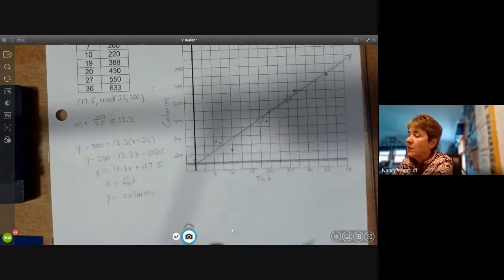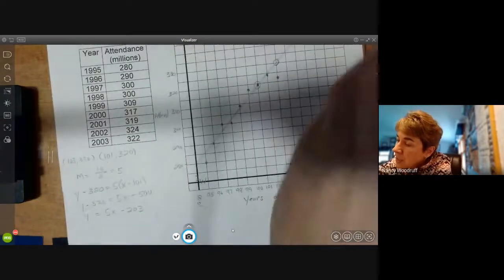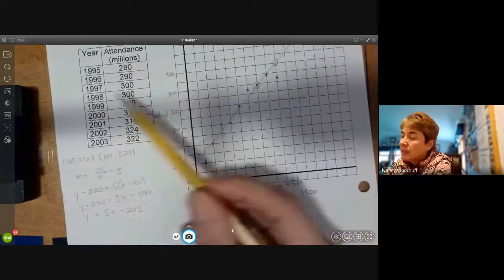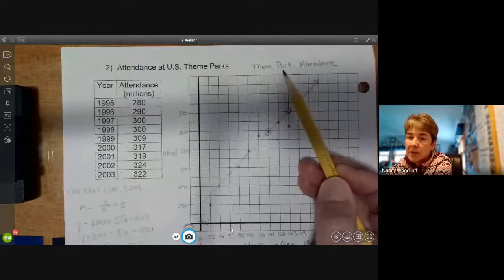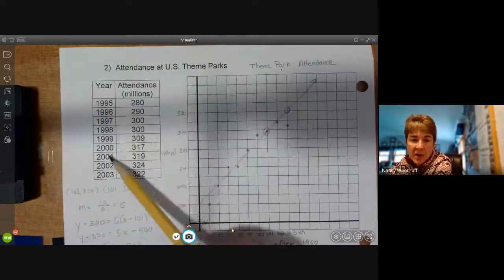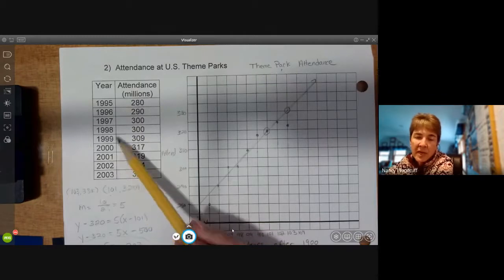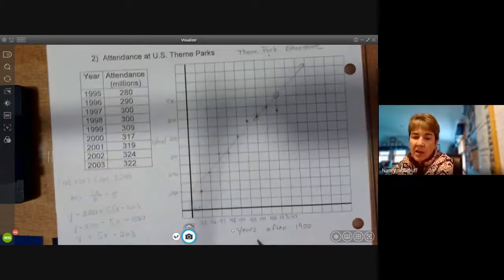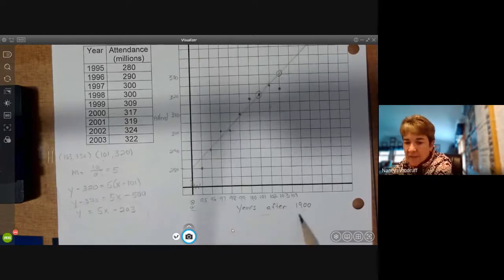All right, flip it for the theme parks. So, is there a correlation between attendance as time goes by on this one? Okay, your title. The year, being time, we usually talk about change over time, which would make this the X. So that's what you're going to see down here. And again, I'm not putting 1995, 1996, 1997. I'm going to define my X as the years after 1900.